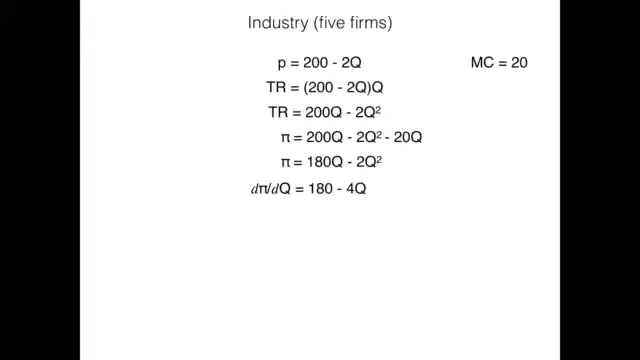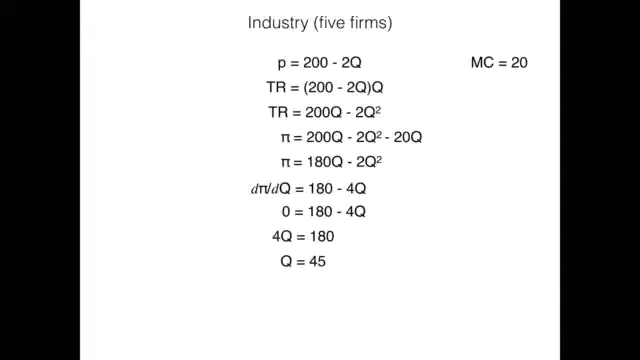I take the first derivative of that, which gives me 180 minus 4Q. I set the first derivative equal to 0 and solve for Q, and I end up with 4Q is equal to 180. Dividing both sides by 4, I get Q is equal to 45. So the industry output is equal to 45 units.